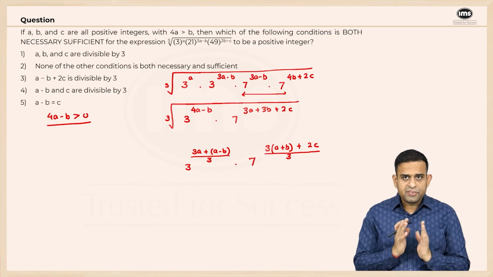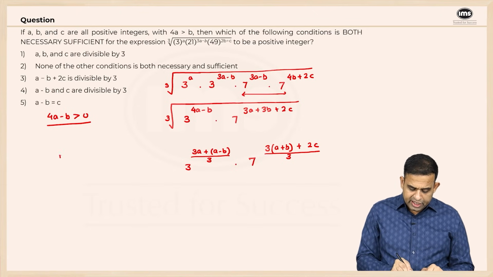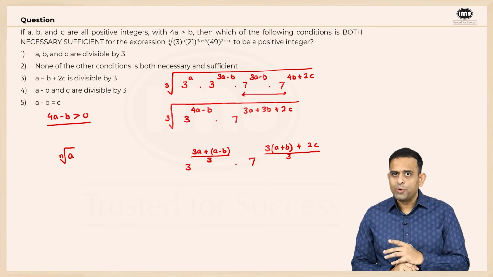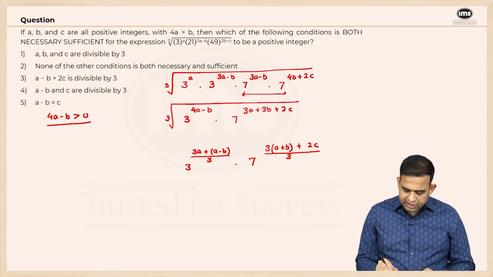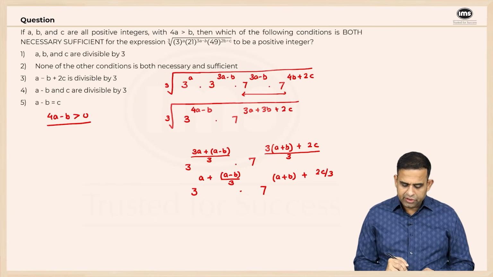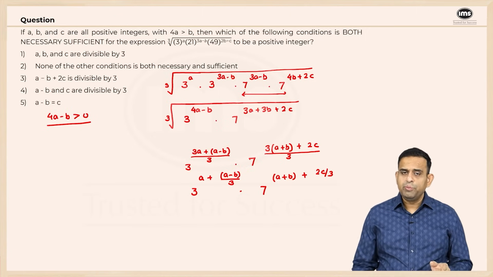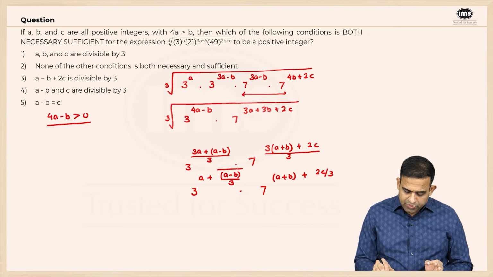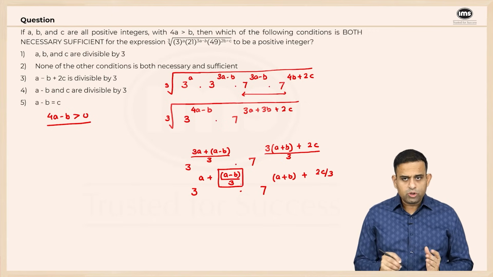And then if I simplify this, if I split this part, we know that the nth root of a is equal to a power 1 by n, and that is the property we are trying to apply over here. And one can clearly see in this particular context 3 raised to (a plus a minus b) divided by 3, and 7 raised to (a plus b plus 2c) by 3. Now understand, we wanted this expression to be a positive integer. So the only concern for me right now will be this term a minus b upon 3. This part should not become a fraction.